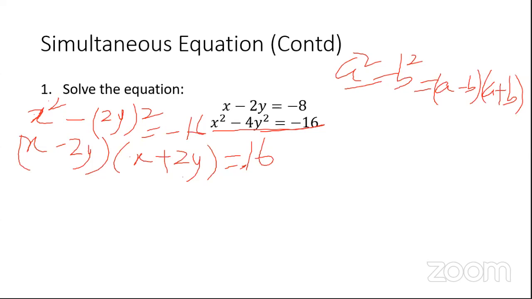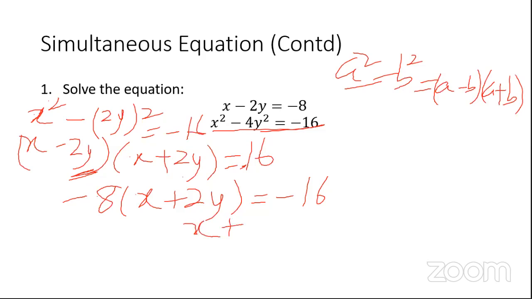You know that in equation one, x minus 2y is the same thing as what I have here. So I need to replace x minus 2y here with the answer in equation one, which is minus 8. So I'm going to have minus 8 times (x plus 2y) equals minus 16. If you divide both sides by minus 8, I'm going to have x plus 2y equals 2.